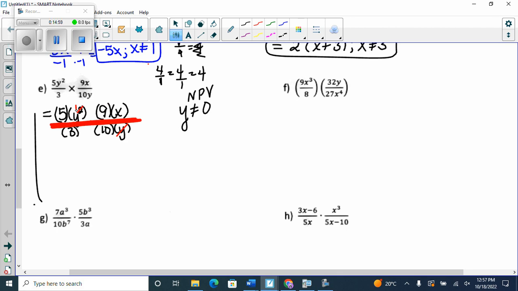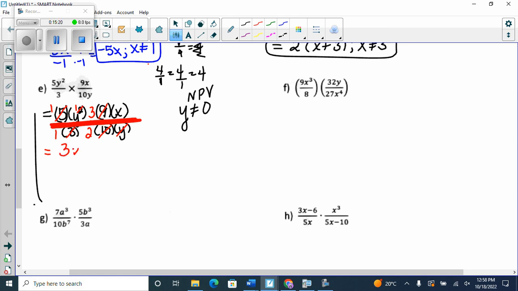There's nothing to cancel. I have a 5 and a 10, so I can take a 5 out of here, get 1. 10 divided by 5 is 2. And then I can go take a 3 out. 3 divided by 3 is 1. 9 divided by 3 is 3. So I'm going to get 1 times y times 3 times 1 times x. So I'm going to get a 3xy on the top.